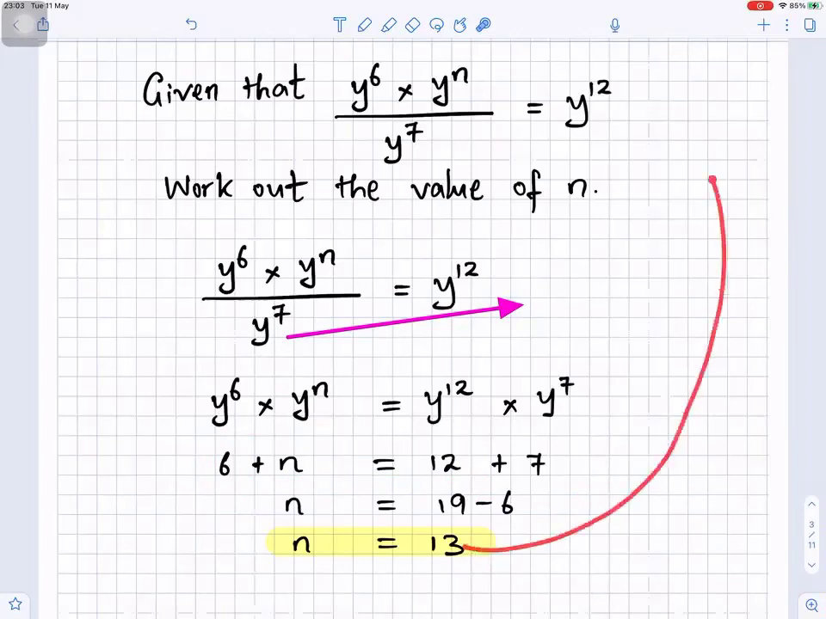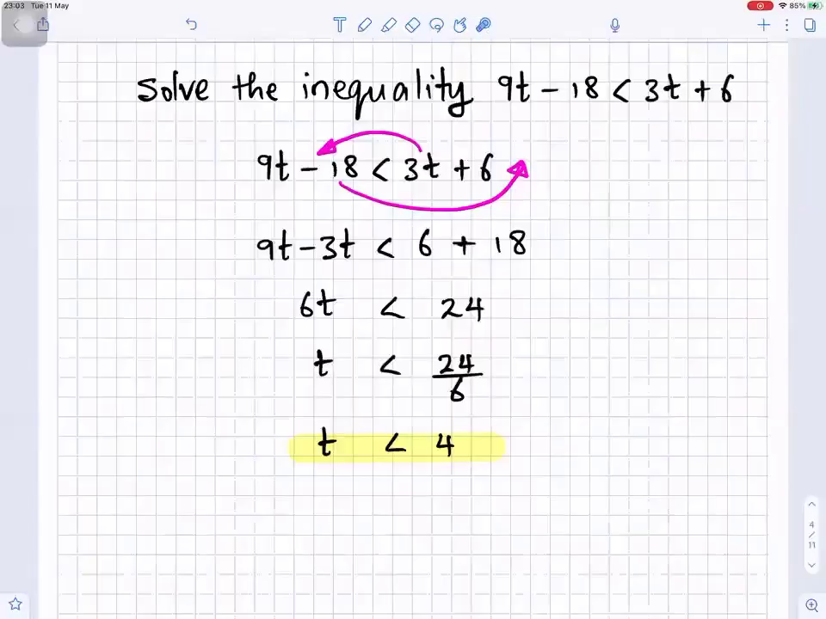And you can check your answer. If you put 13 there, 6 plus 13 is 19. 19 minus 7 is 12. That's how you check your answer.